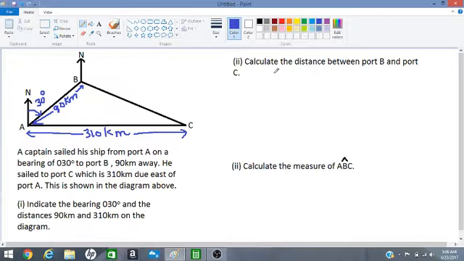Okay, good. So we have put in the distances and the bearing. Now let's calculate the distance between port B and port C. To do this, we have to use the cosine rule. Okay, so we have to write this down. a squared equals b squared plus c squared minus 2bc cosine capital A. Alright, this is called the cosine rule.